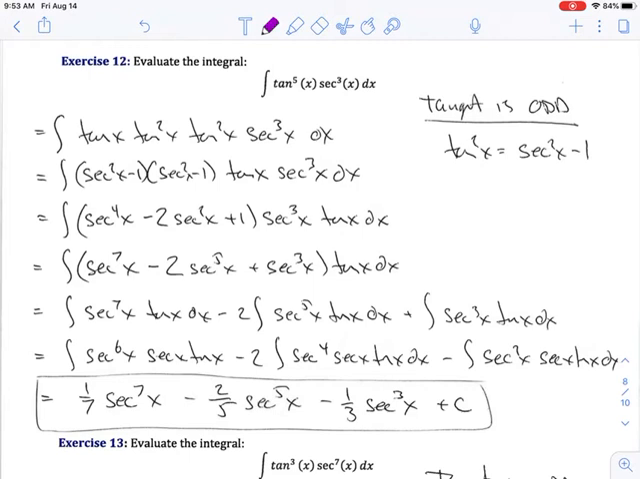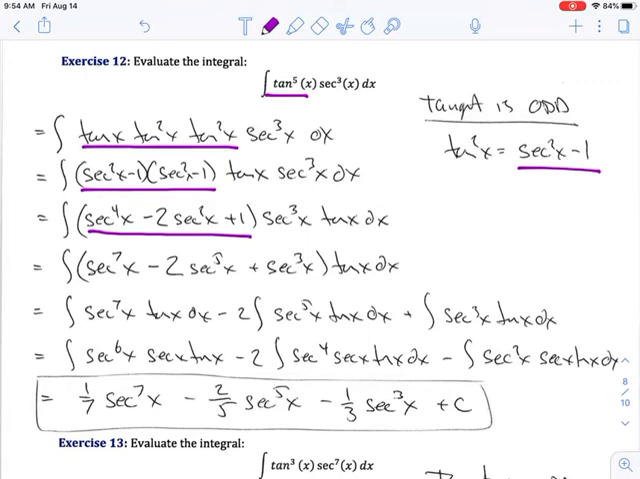So let's break tangent to the fifth into tangent times tangent squared times tangent squared. Tangent squared is secant squared x minus 1. Substitute those in for the tangent squareds. Multiply them together to get secant to the fourth x minus 2 secant squared x plus 1.